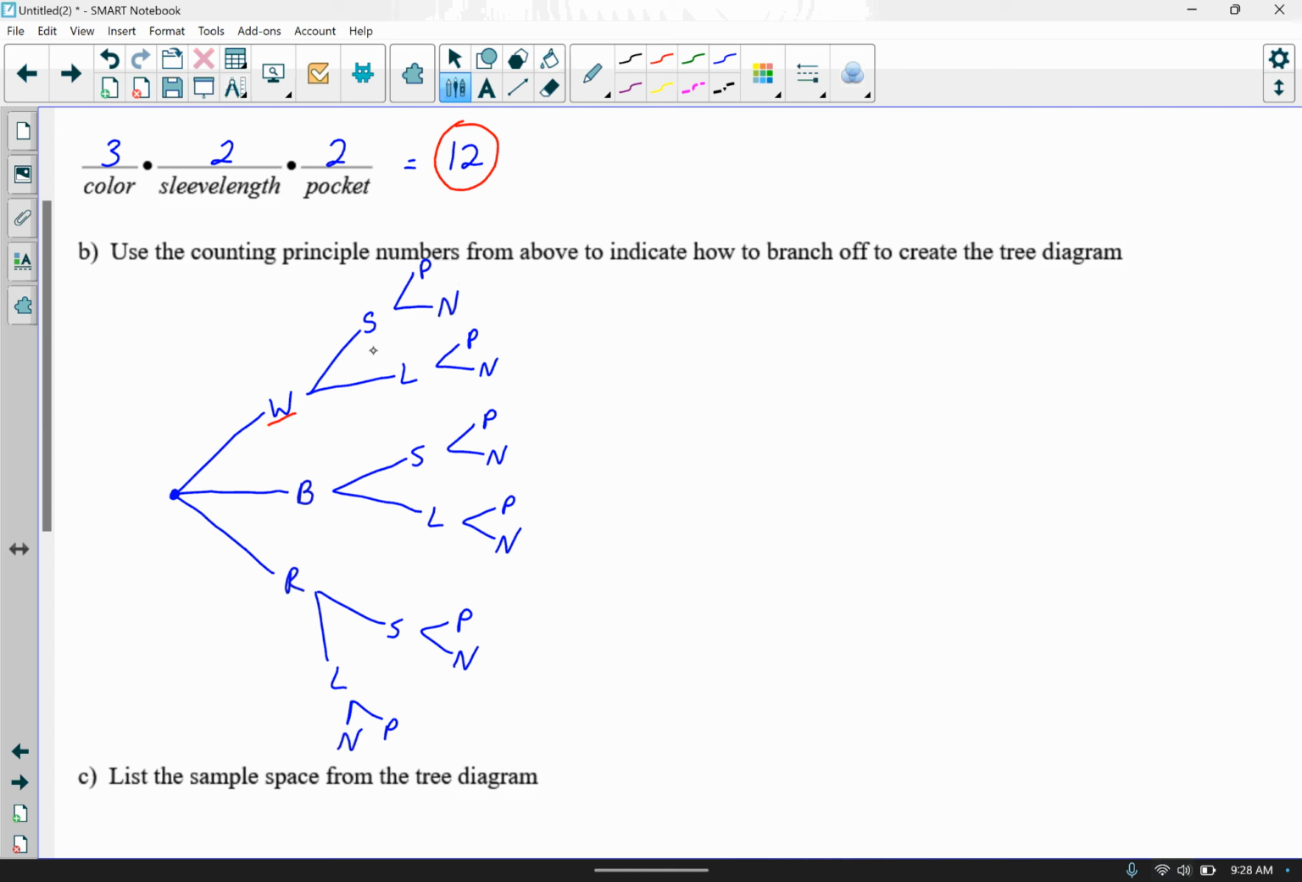So I can have a white shirt, short sleeves with a pocket, or I could have white shirt, short sleeve, no pocket. All right, and so now I've exhausted that top branch, but notice how I can have white shirt, long sleeve, pocket, or white shirt, long sleeve, no pocket. All right, and then I'm going to continue on now. I've exhausted now the full white shirt combinations. Now I'm going to come to the black shirt combinations.